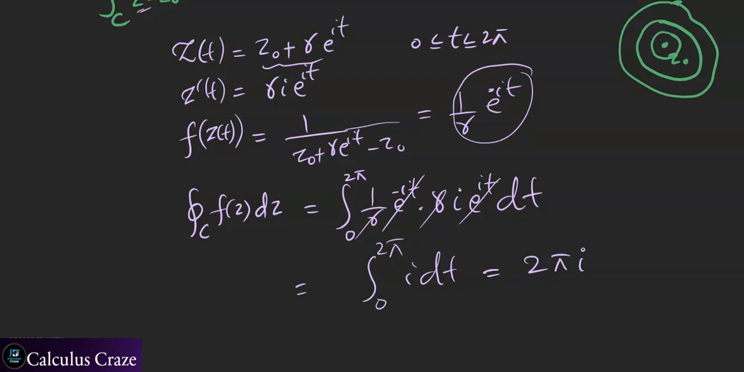Now let's generalize this concept more. Instead of considering f of z equal to 1 over z minus z naught, now let's consider 1 over z minus z naught to the power n, where n is some positive integer. If n is 0, we can see it's a constant function, and a constant function is continuous, so the Cauchy-Goursat theorem allows us to conclude something. But now let's say n is a positive integer, and also n is not 1, because for n equal to 1 we have seen the result, right?